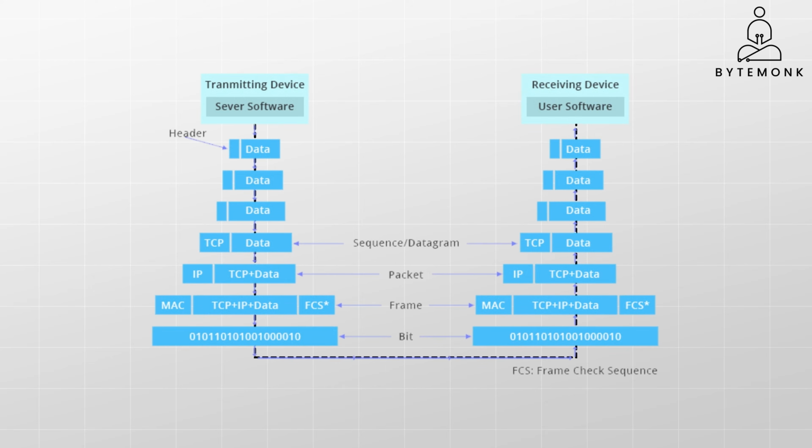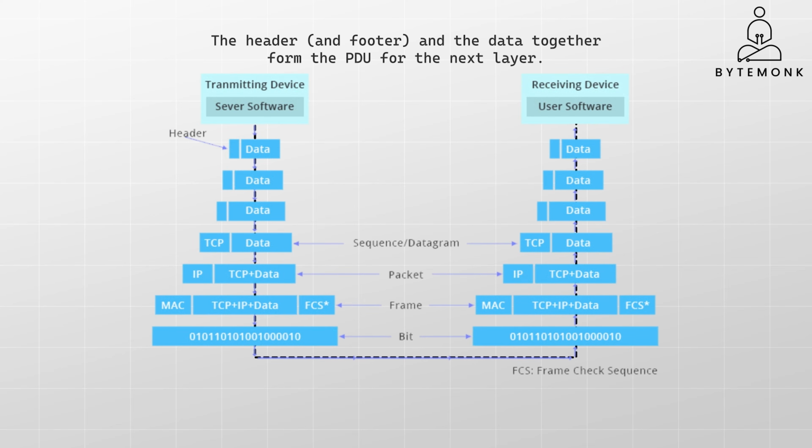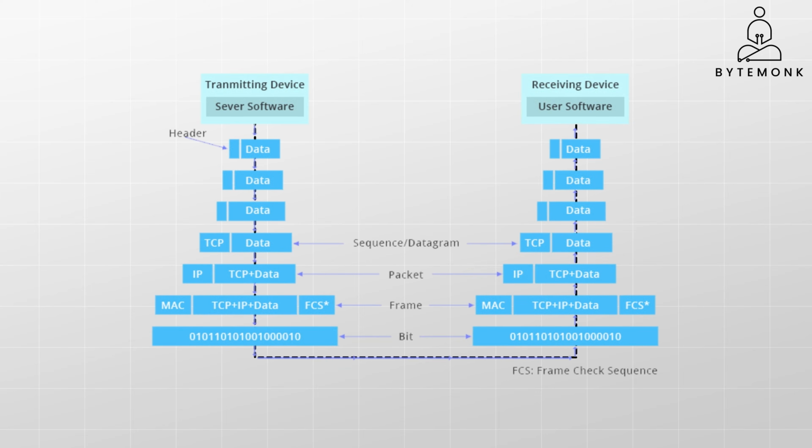During the transmission, each layer adds a header or footer or both to the PDU coming from the upper layer, which directs and identifies the packet. This process is called encapsulation. The header and footer and the data together form the PDU for the next layer. The process continues until reaching the lowest level layer, which is the physical layer or the network access layer, from which the data is transmitted to the receiving device.